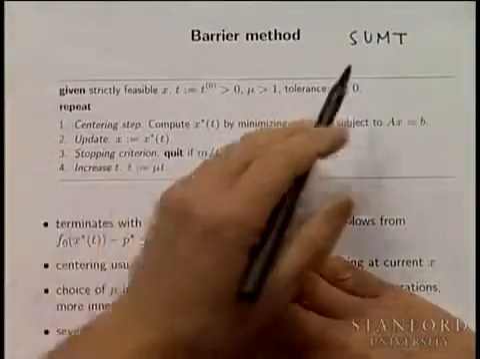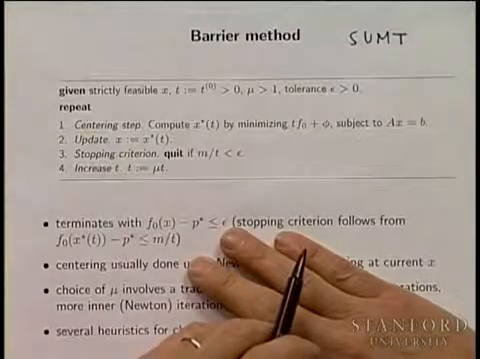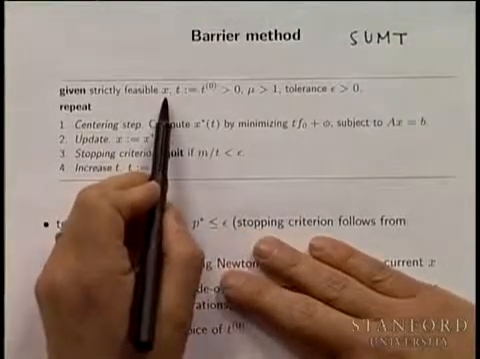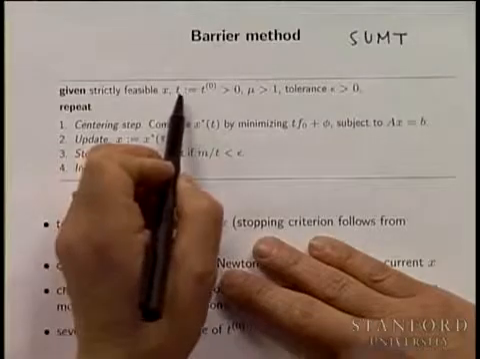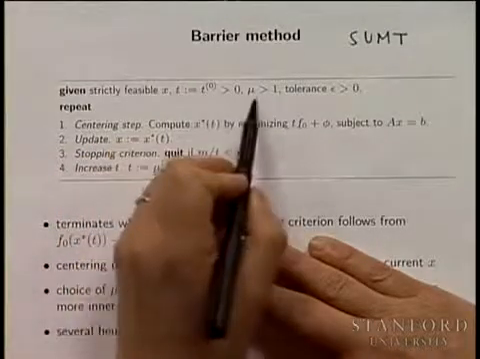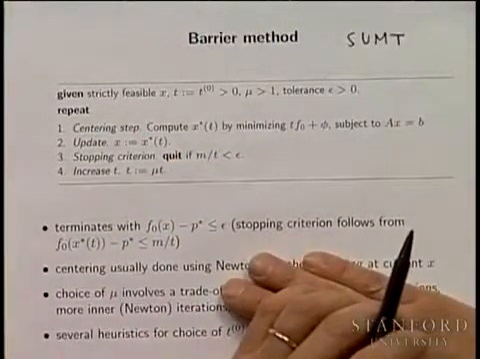It's the barrier method, otherwise known as the SUMT method. It's got other names too. It works like this. Ready? You start with a strictly feasible x. We'll talk about how to get one later. And some initial value of t, which is positive, and some parameter mu, and some tolerance. And here's how it works.